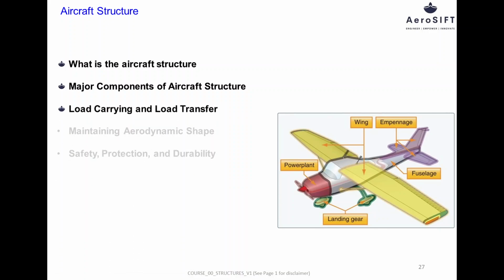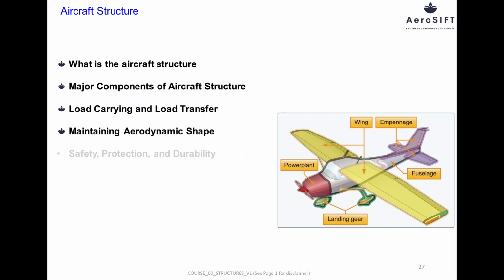One of the primary functions of the aircraft structure is to support and transfer loads efficiently. These loads include aerodynamic forces generated during flight, inertial loads caused by maneuvers and turbulence, landing and ground loads, and internal loads due to cabin pressurization. The structure is designed with well-defined load paths to safely distribute these forces throughout the aircraft.